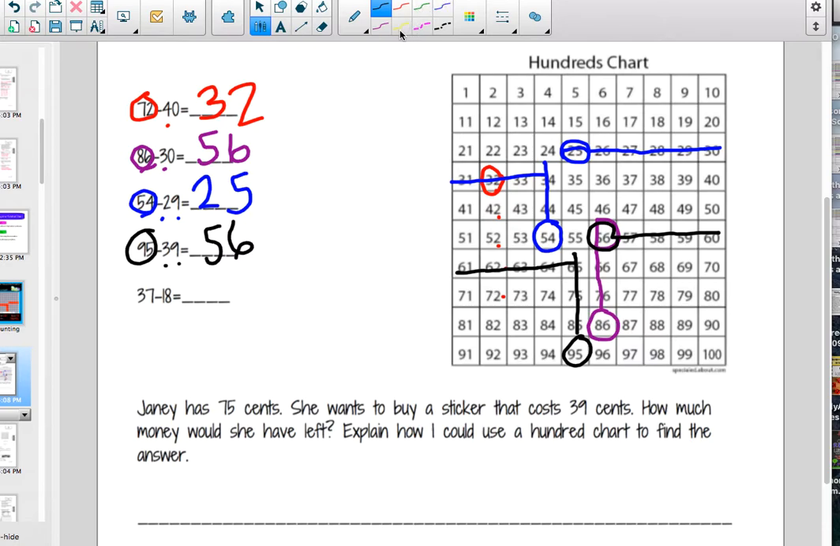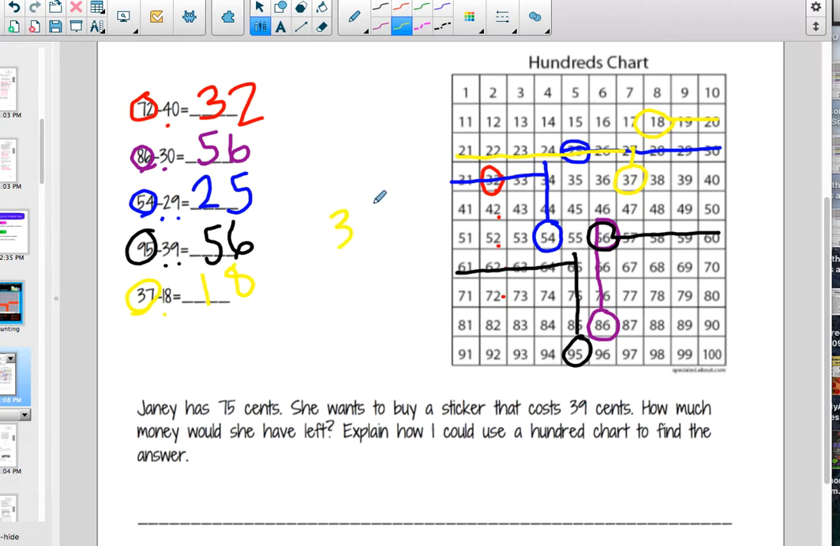All right, here's another one. I have 37. I'm going to start at 37 here. Watch me carefully. I'm going to go back 1 ten, so I'm going to take away, so that's 27. And then I have 8 ones, so 1, 2, 3, 4, 5, 6, 7, and then 8, which leaves me with 18. Let's just double check that.